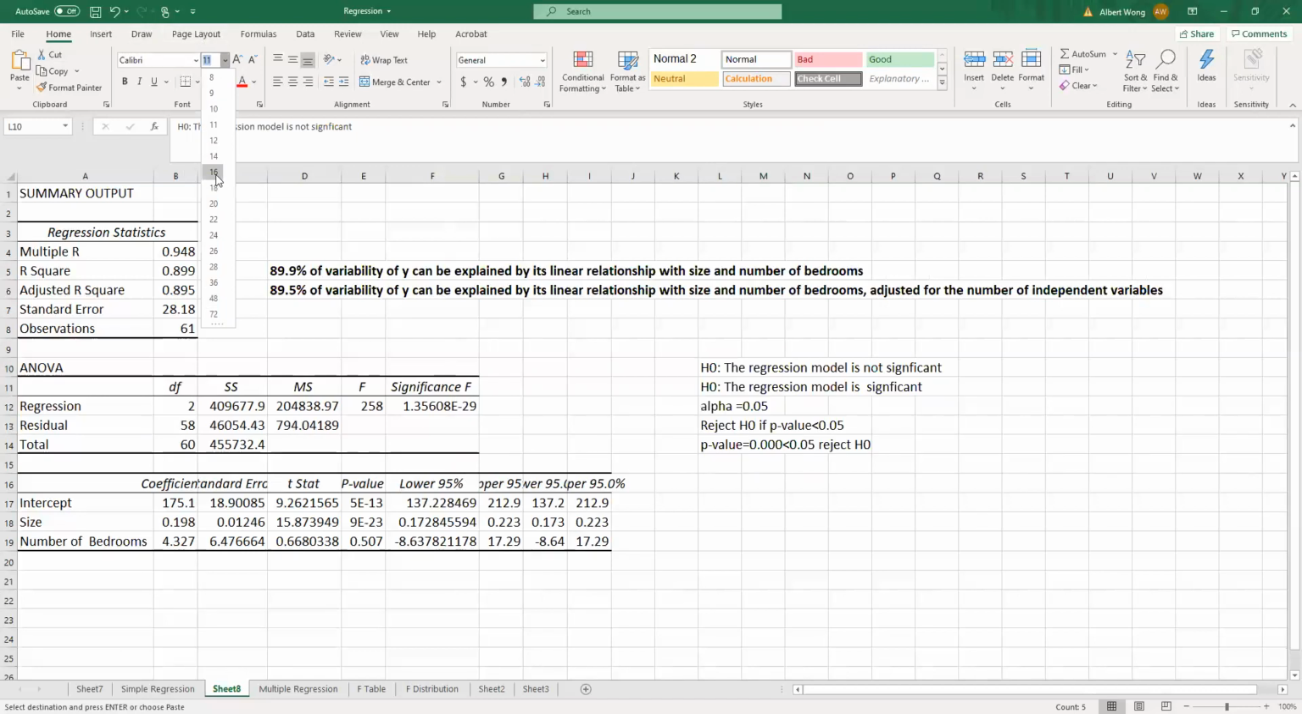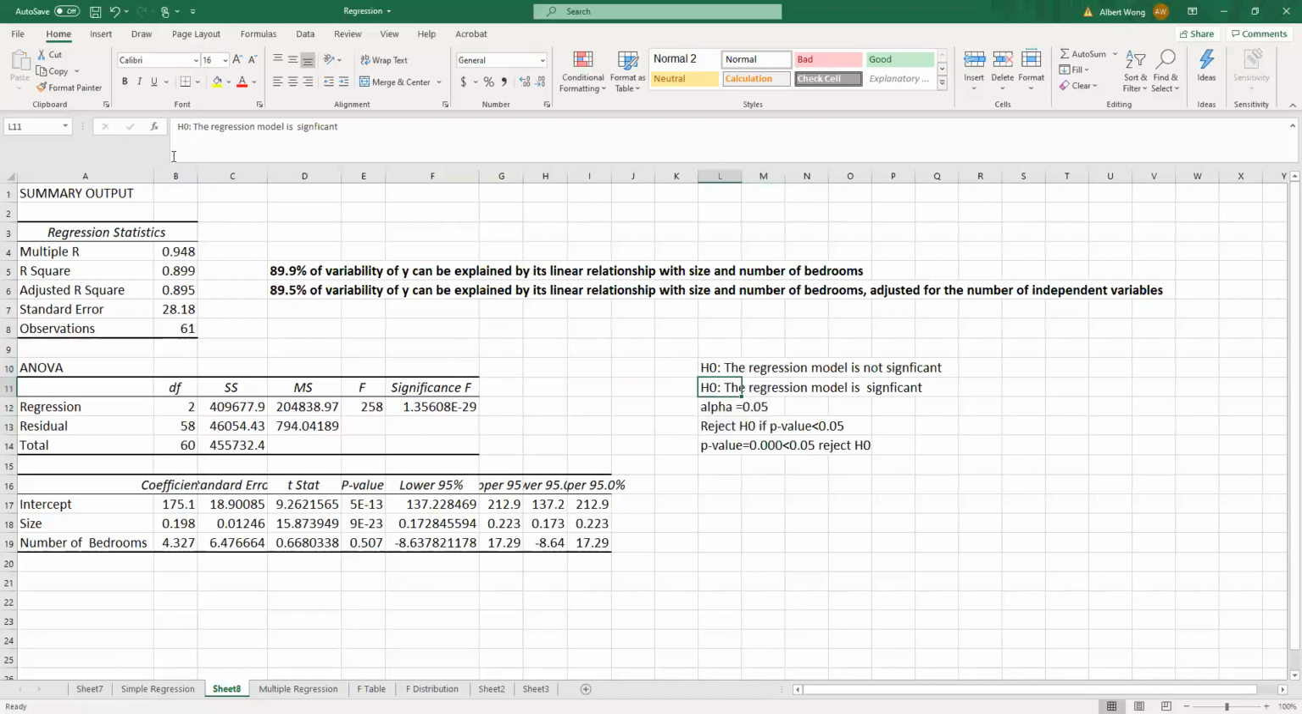We do exactly the same thing here, right? So the null hypothesis is the model is not significant. The alternate hypothesis is the model is significant. We set alpha equal to 0.05. And if you use the p-value approach, we say reject H0 if the p-value is less than 0.05.